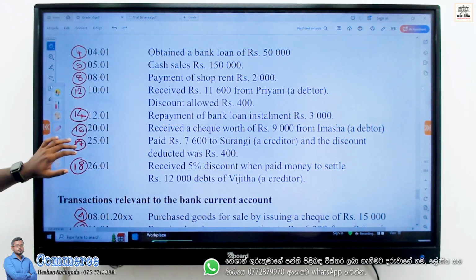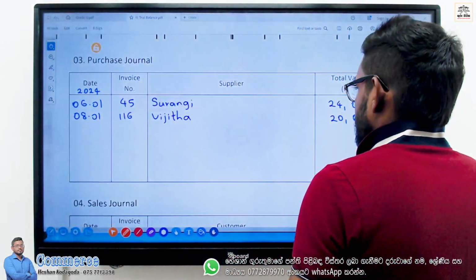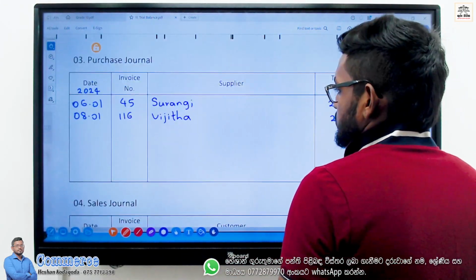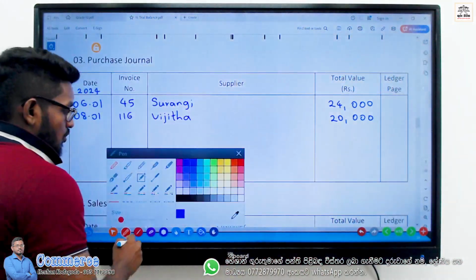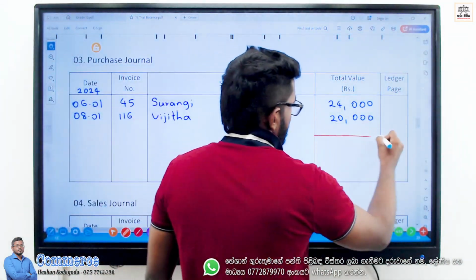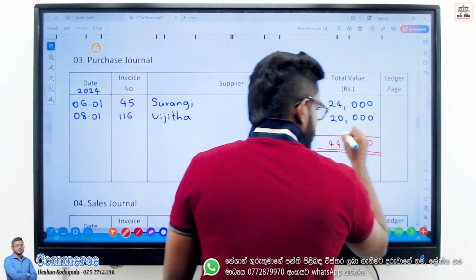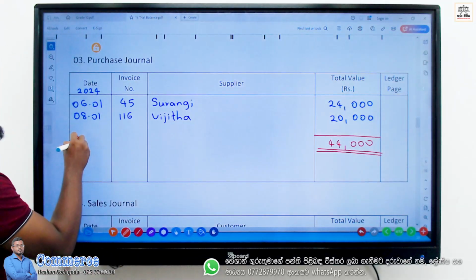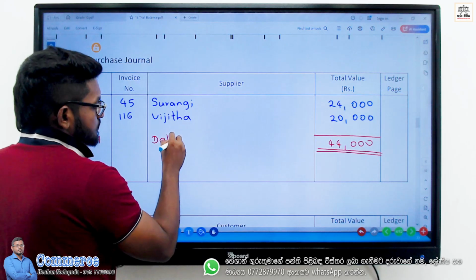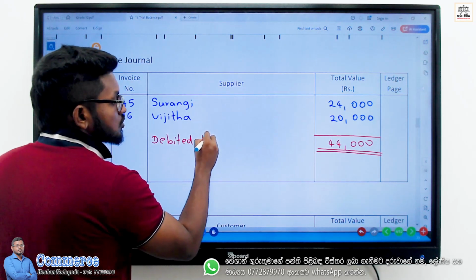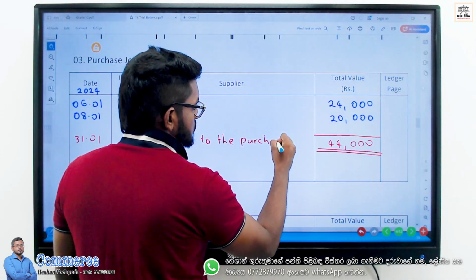Now, before balancing, we need to do two things. First thing, go to the purchase journal and the sales journal, right? Get the total. What is the total of the purchase there? 44,000, right? Write the month and date, 31st of January. Write it as debited to the purchase account.